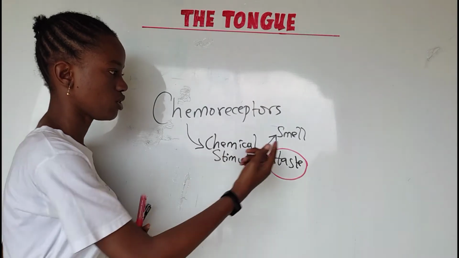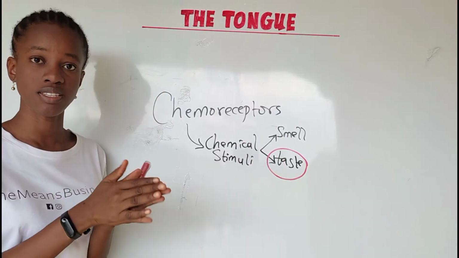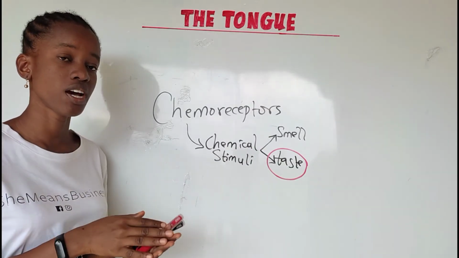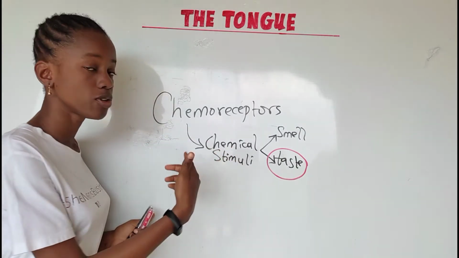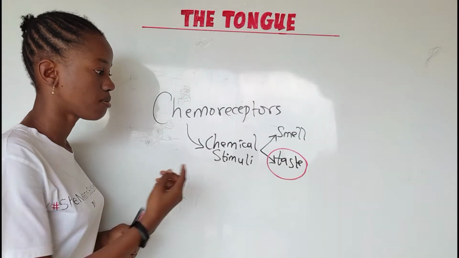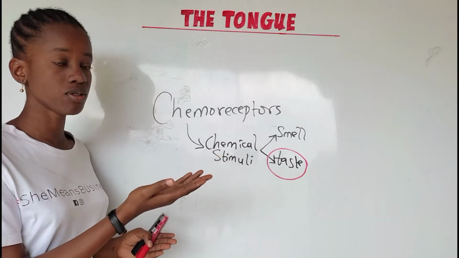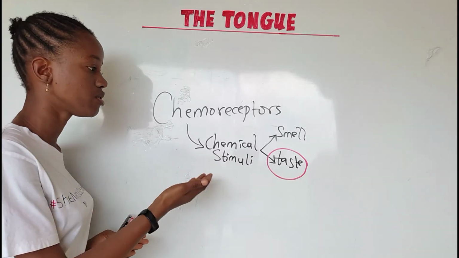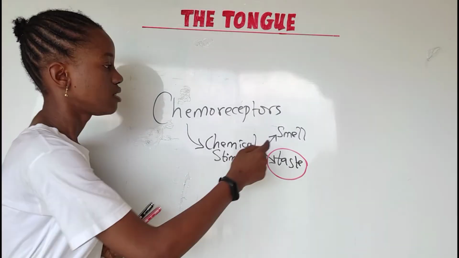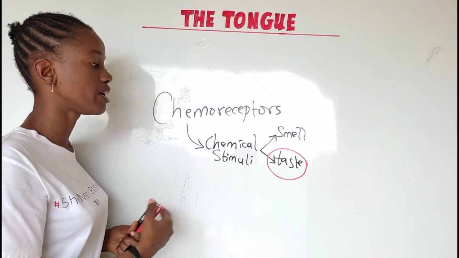So how are these actually chemical stimuli? The smell, for example: chemical substances are diffused in air and we are able to smell them. While for taste, when we take chemical substances into our mouth, for example food substances, we taste them. So smell and taste are chemical stimuli.